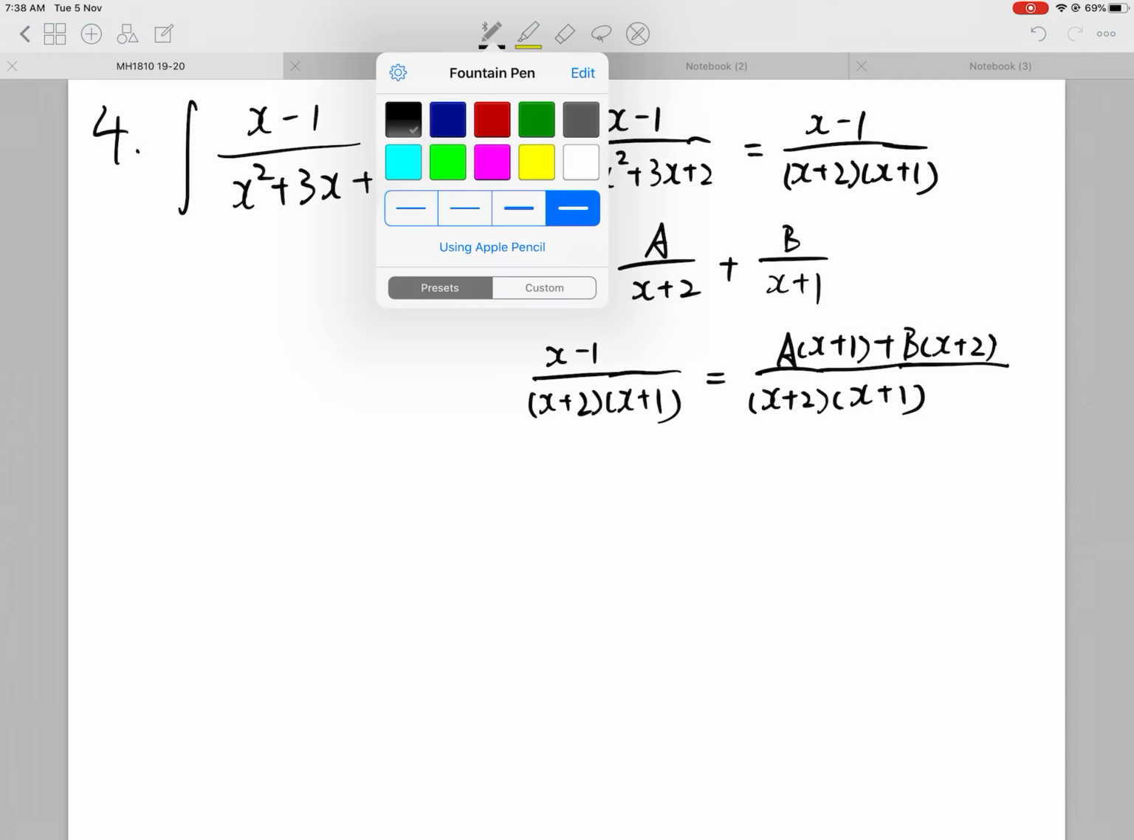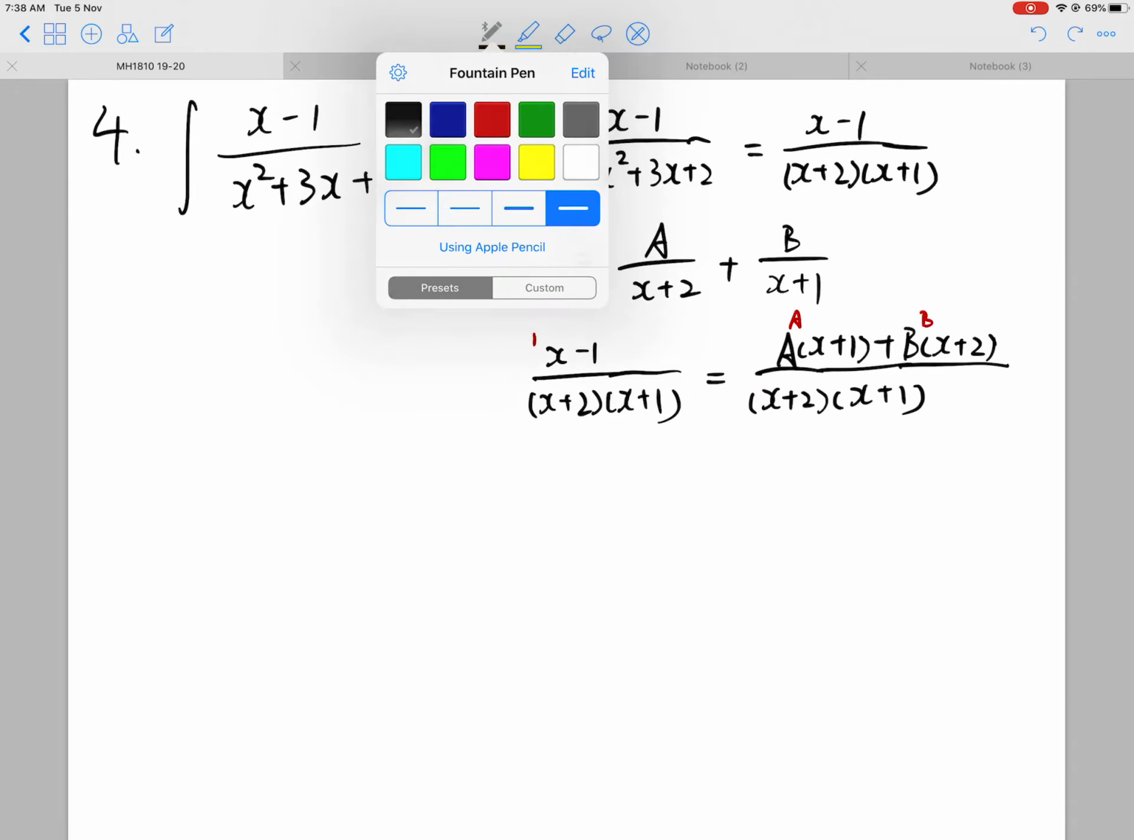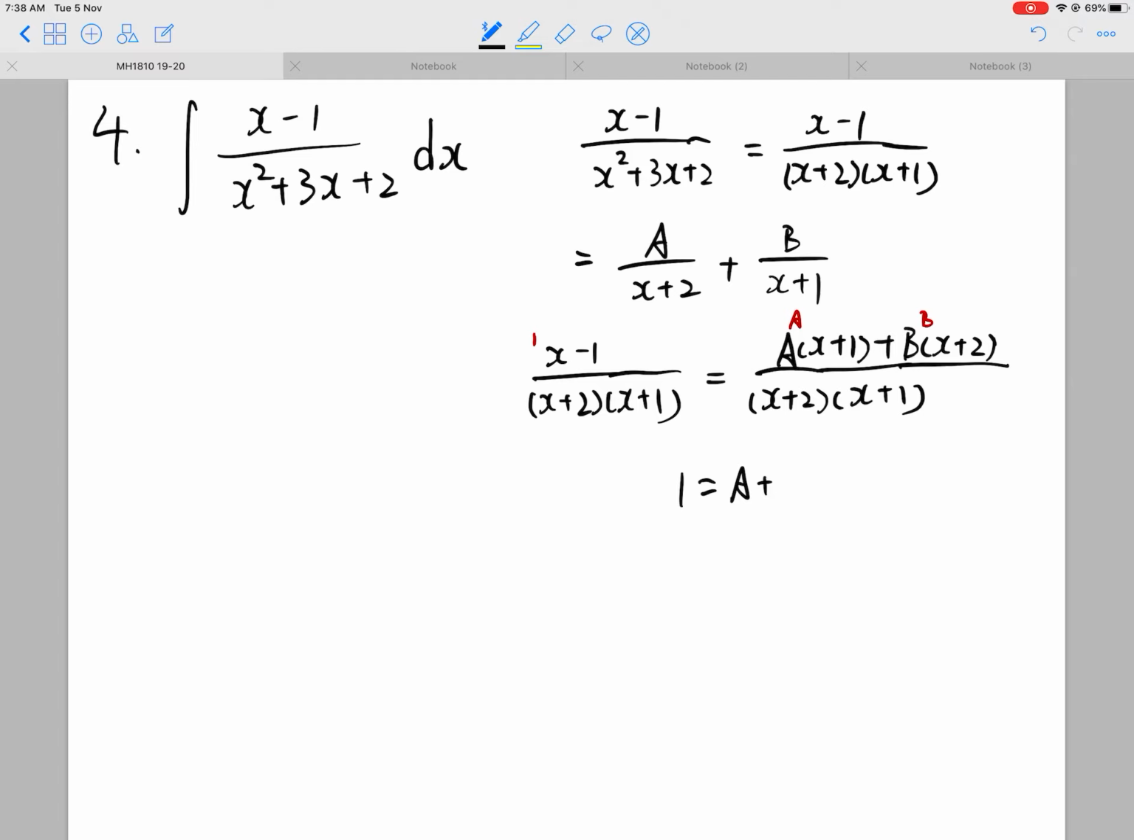Okay, so now you can check the coefficient of x. Here it is 1, right? Here the coefficient of x is a plus b. So your first equation, because left equals right, is 1 equals a plus b. Your second equation, the constant part: the left constant is negative 1, the right constant is a plus 2b. So negative 1 equals a plus 2b. And you quickly solve this. Your b is negative 2, your a is 3.